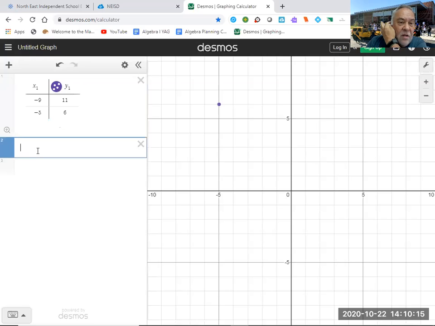Here's the key part. You know y equals mx plus b. Well, you're not going to quite write that. You're going to write y1. You don't have to do anything special with the 1. Type y1.